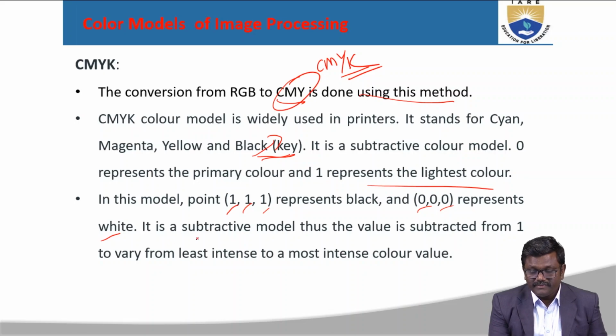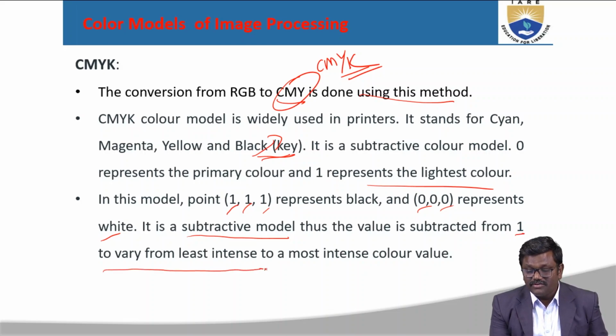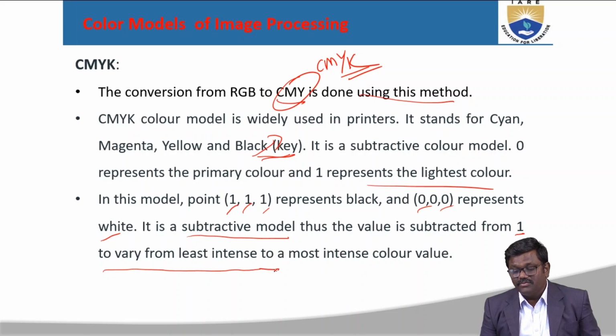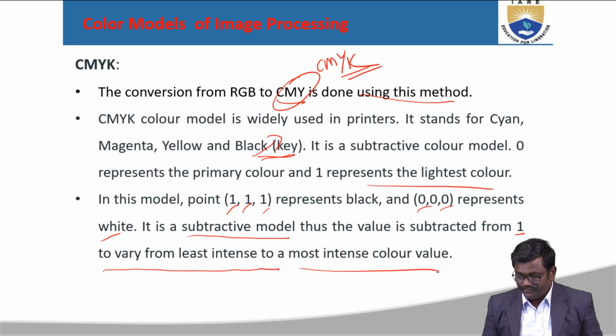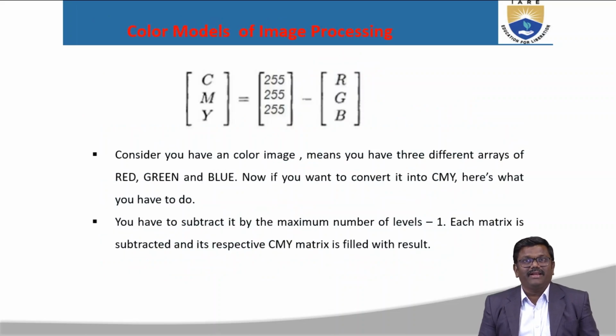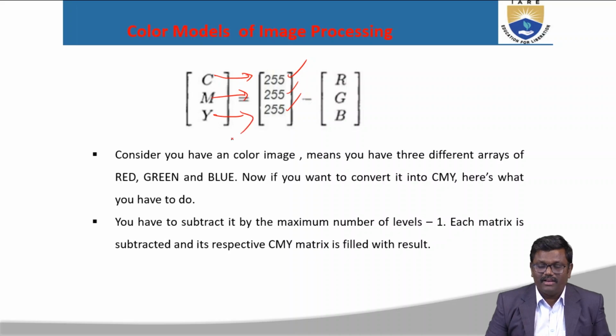So it is a subtractive model. Thus, the value is subtracted from 1 to vary from the least intensive to the most intensive color value. Next, let us take one example. CMY gives three image values: C for cyan, M for magenta, Y for yellow. How did we get these values? With the help of RGB.